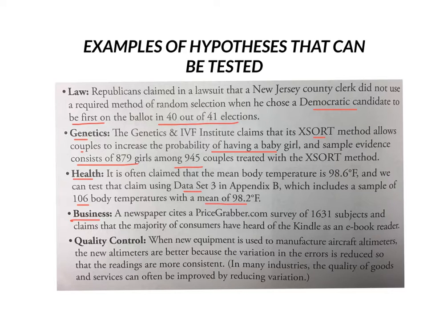Business. A newspaper cites a pricegrabber.com survey of 1,600 people and claims the majority of consumers have heard of Kindle as an ebook reader. So that's important with how many books they want to sell as far as hard copies. Quality control. When new equipment is used to manufacture aircraft parts, the variation in the errors is reduced, so the readings are more consistent. So we're trying to figure out, are the new ones really more consistent than the old ones? Those are just examples of things we can test hypotheses on, and now we're going to go to the procedure of how you do that.